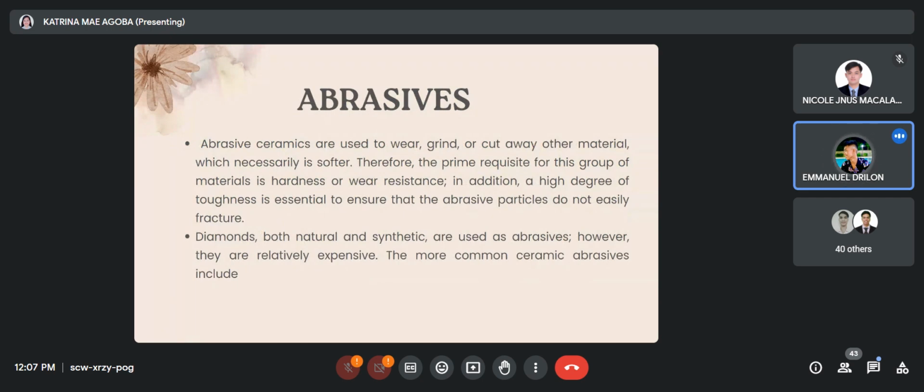Abrasives. Abrasive ceramics are used to wear, grind, or cut away other material which necessarily is softer. Therefore, the prerequisite for this group of material is hardness or wear resistance. In addition, a high degree of toughness is essential to ensure that the abrasive particles do not easily fracture. Diamonds, both natural and synthetic, are used as abrasives. However, they are relatively expensive.